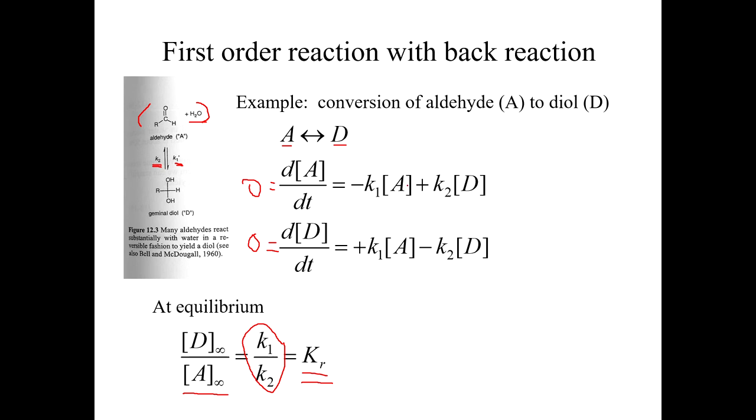So if the forward reaction is really fast, so that k1 is big, and the back reaction is slow, so the k2 is small, then the overall equilibrium constant will be really big. And that's saying that we're going to get mostly D at equilibrium and not very much A.